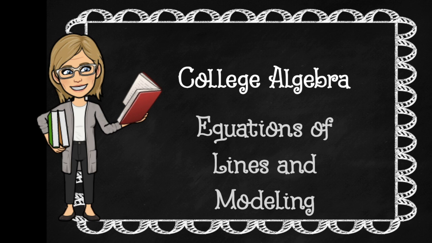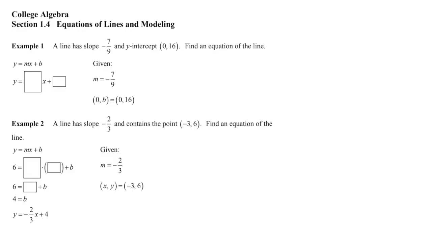About equations of lines and how to model with them. Let's say I have a slope of -7/9 and a y-intercept of 16. Let's find an equation of the line.